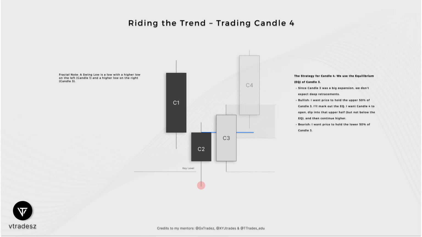The strategy for candle 4. We use the equilibrium of candle 3. Since candle 3 was a big expansion, we don't expect deep retracements. Bullish. I want the price to hold the upper 50% of candle 3. I'll mark out the EQ. I want candle 4 to open, dip into that upper half, but not below the EQ, and then continue higher. Bearish. I want the price to hold the lower 50% of candle 3.